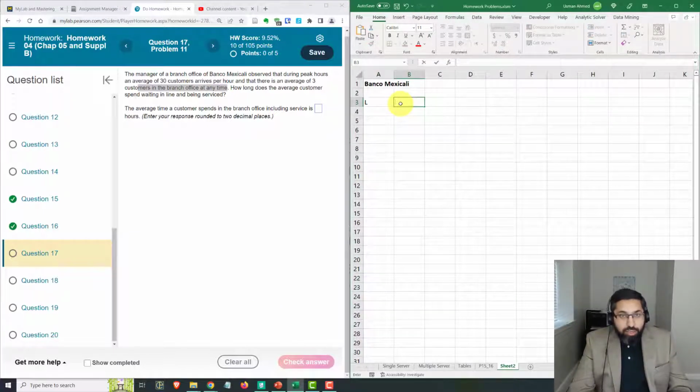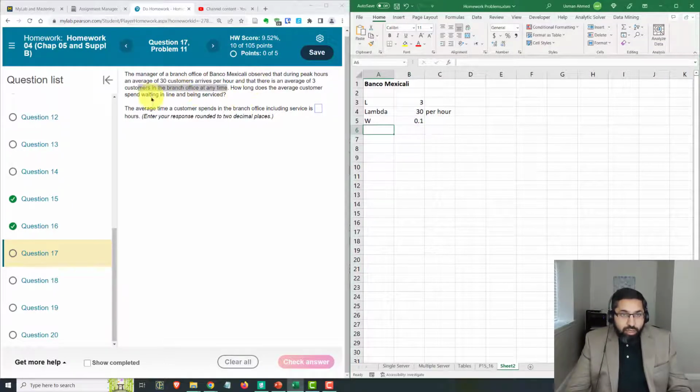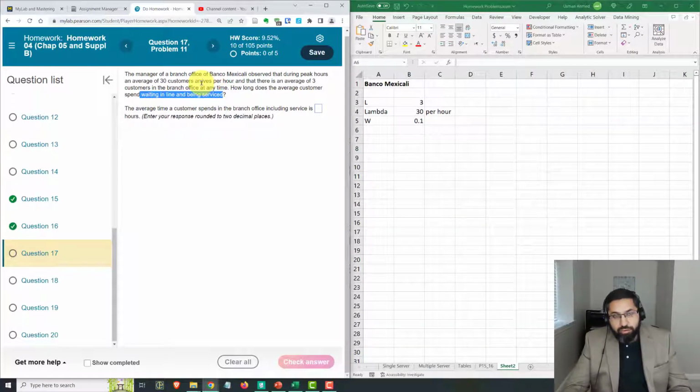So L is 3. Lambda is 30 per hour. Okay, and W is what we have to find. L equals lambda W, so W is going to equal L divided by lambda, and that will be in hours. So the average time a customer spends waiting in line and being served. Again, this is another hint. This is a Little's Law question because notice you have to find the time spent not just in line and not just being served separately, but the total in line and being served. That is W in Little's Law.